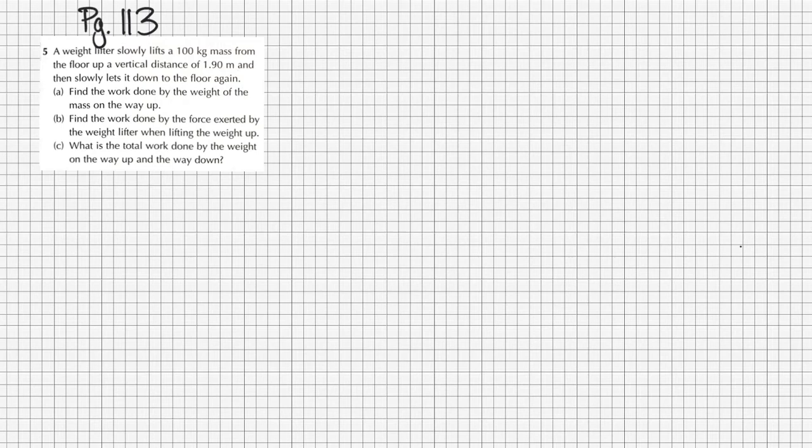Okay, so this question looks at an object. It says we have a weightlifter that is lifting a 100 kilogram mass from the floor to a vertical distance of roughly about 2 meters above the floor, and it's going to do it slowly. And then he's going to let it back down on the floor again. And so we're going to find the work done by the weight, work done by the lifter, and then the total work done. So let's do our best to draw a picture of this scenario, right?